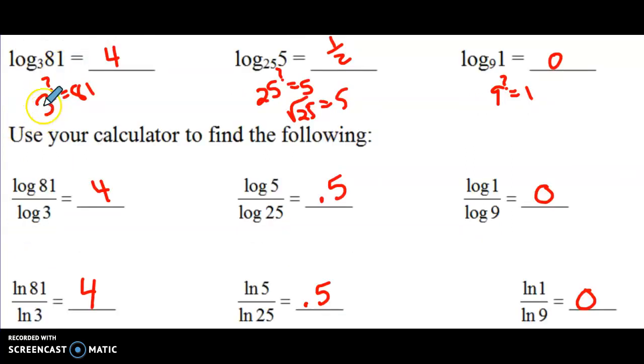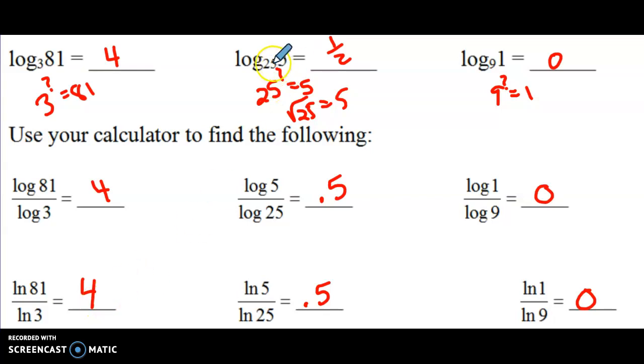Okay, so this is asking 3 to what power equals 81? 3 to the fourth is 81. And on your calculator, if you take log, which remember that's log base 10, of 81 divided by log of 3, you get 4. And if you take natural log of 81 on your calculator, divided by natural log of 3, you get 4.